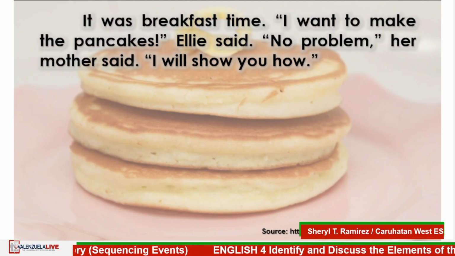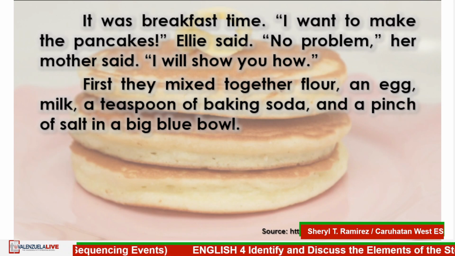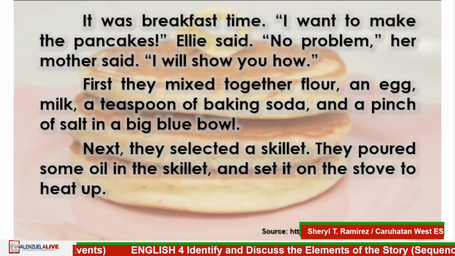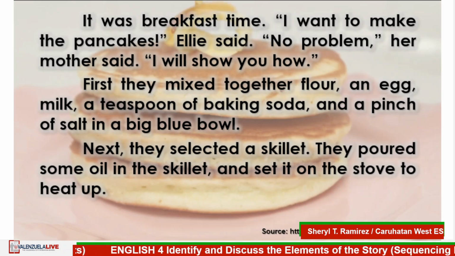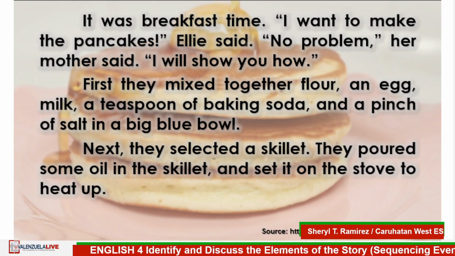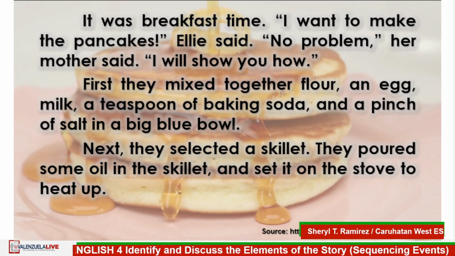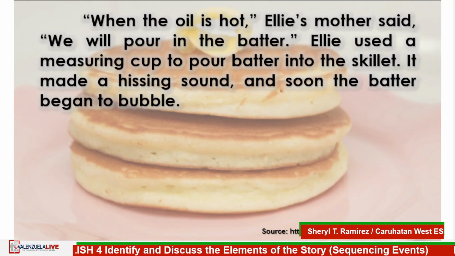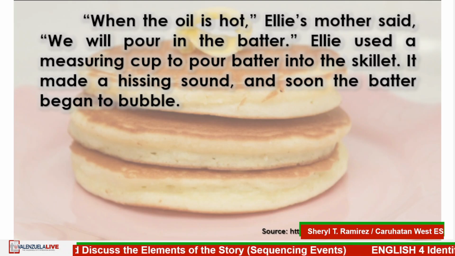First, they mixed together flour, an egg, milk, a teaspoon of baking soda, and a pinch of salt in a big blue bowl. Next, they selected a skillet. They poured some oil in the skillet and set it on the stove to heat up. When the oil is hot, Ellie's mother said, we will pour in the batter. Ellie used a measuring cup to pour batter into the skillet. It made a hissing sound, and soon the batter began to bubble.